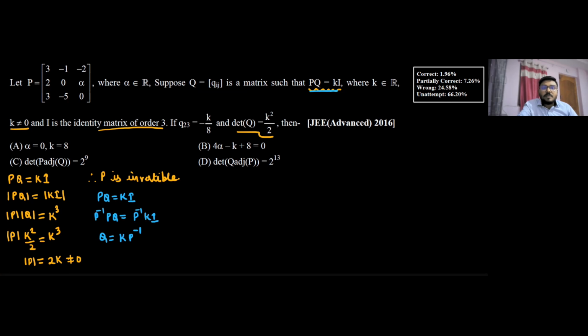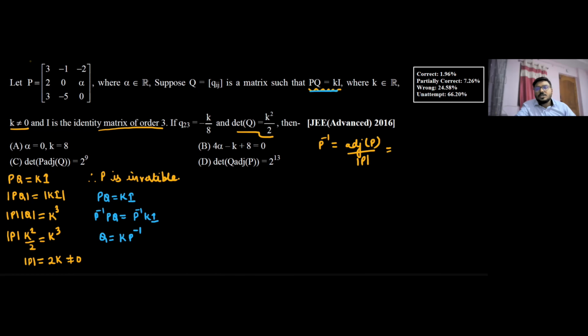Now, talking about this matrix Q, we got this relation, Q equals to KP inverse. But about Q, they only gave the Q23 element. So I have to find P inverse, and it's a 3 by 3 matrix. So I will not find its entire inverse, means for all the 9 elements. I will see for what element I should do the calculation to get Q23. So you know very well that P inverse equals adjoint P divided by determinant of P.